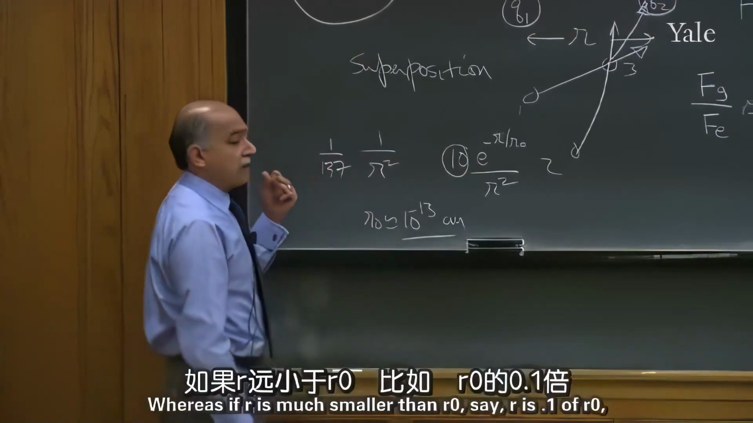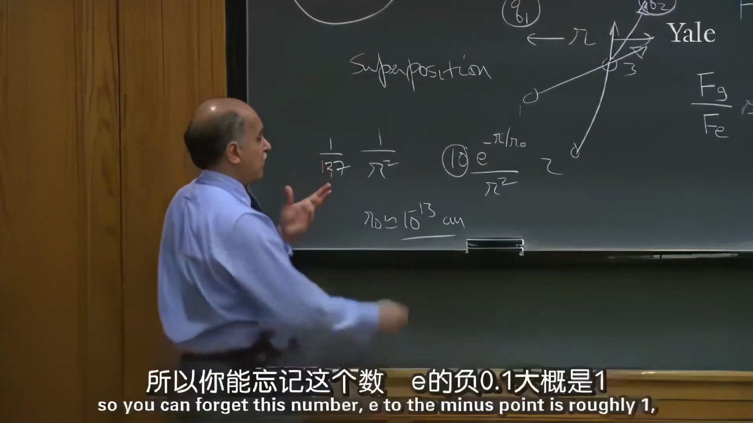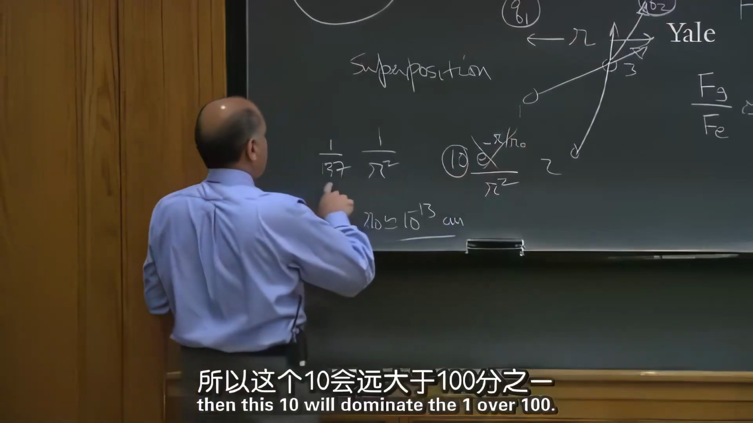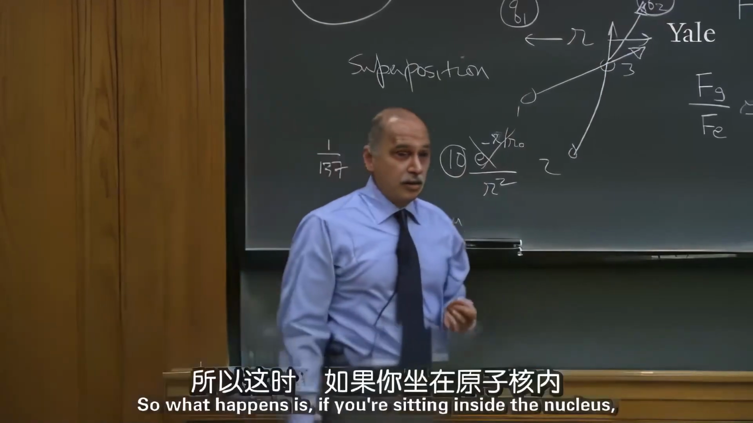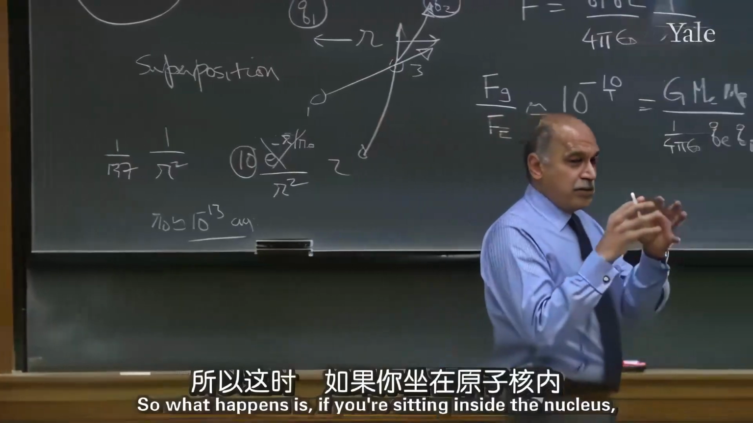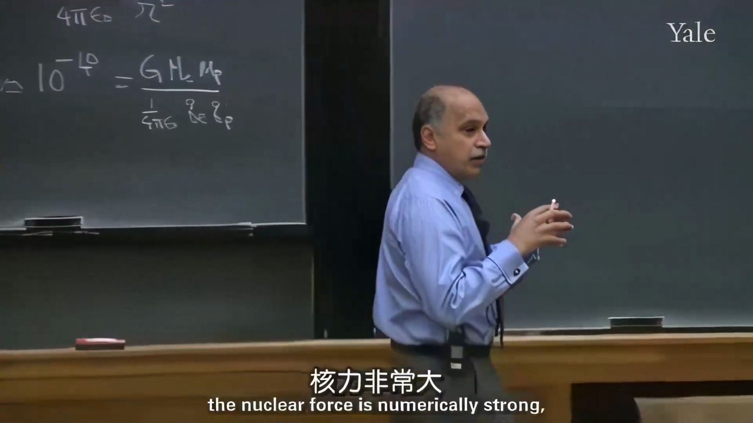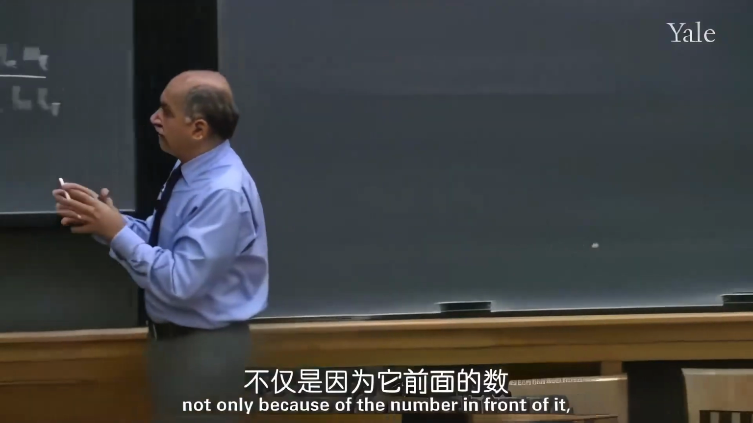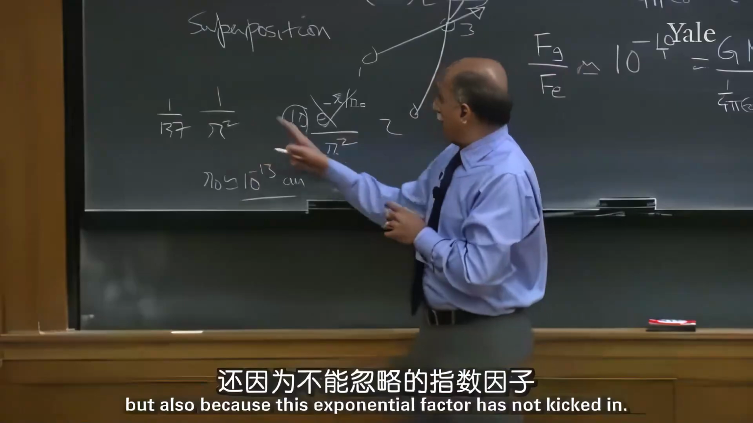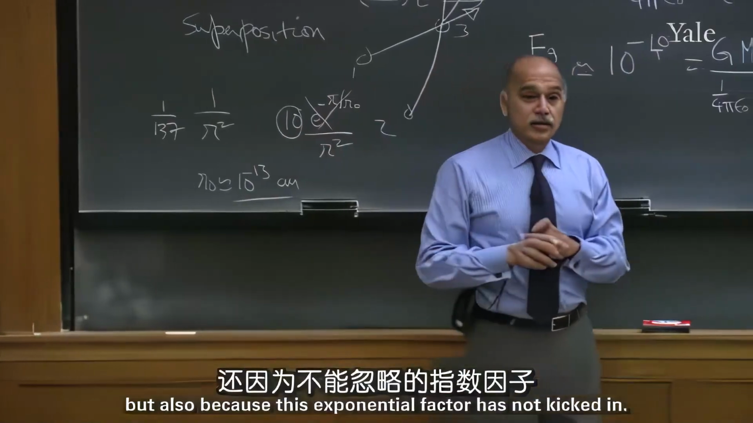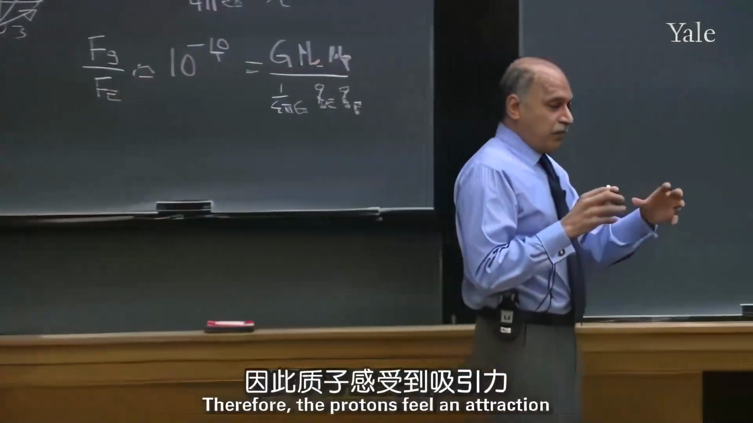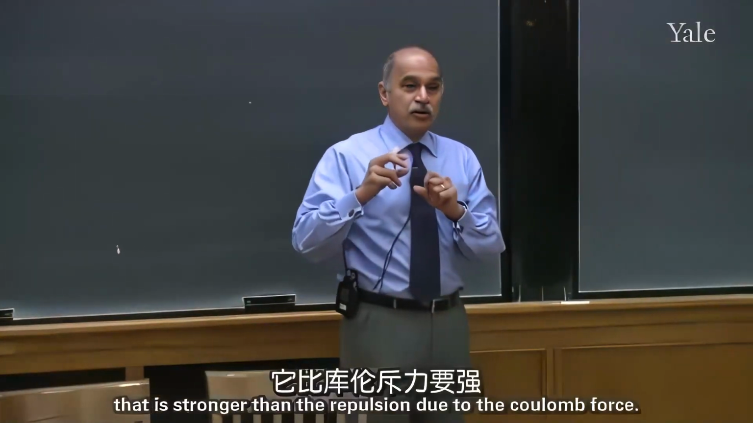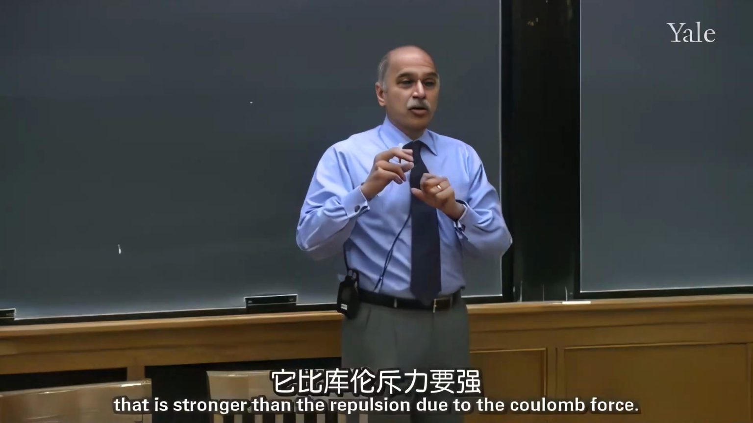Whereas if r is much smaller than r naught, say r is 0.1 of r naught, so you can forget this number, e to the minus 0.1 is roughly 1, then this 10 will dominate the 1 over 137. So what happens is, if you're sitting inside the nucleus, the nuclear force is numerically strong, not only because of the number in front of it, but also because this exponential factor has not kicked in. Therefore, the protons feel an attraction for each other due to the nuclear force that is stronger than the repulsion due to the Coulomb force.